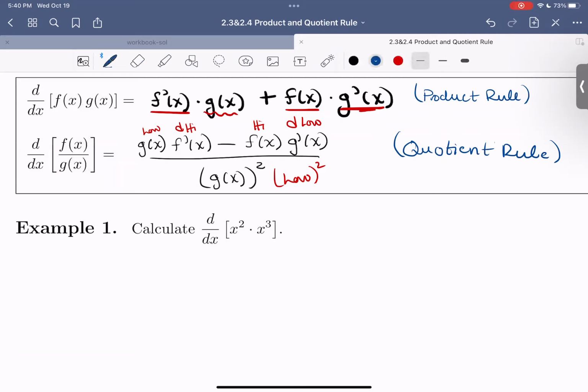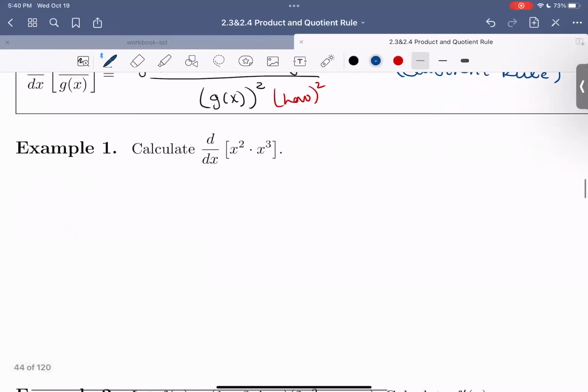So please pause the video at this point, go over these two rules just to get some familiarity with how they're written. And then when you're ready, we'll go over example 1 to help make this rule a bit more concrete. All right, so now let's take a look together at example 1.